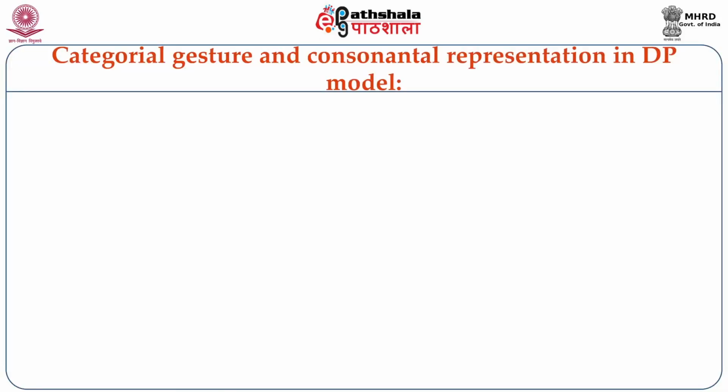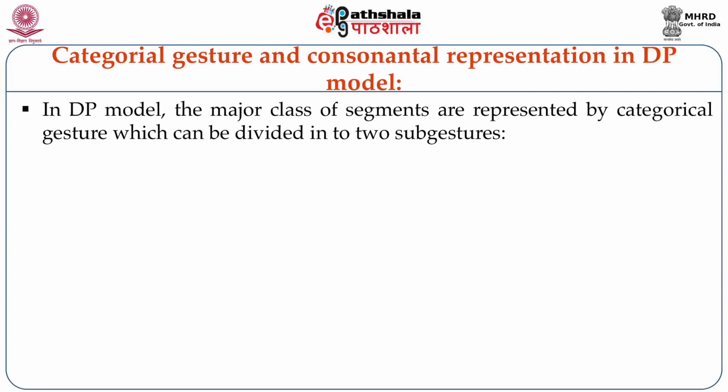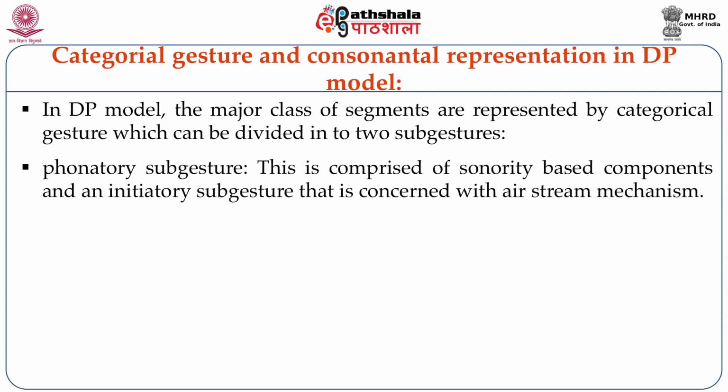Now we are moving to the categorial gestures and consonantal representation in DP. In the DP model, the major classes of segments are represented by categorial gestures. So what are categorial gestures? They can be divided into two modules: one is phonatory subgestures and the other is categorial gestures. Phonatory subgestures talk about the airstream mechanism, which you should not forget. The pulmonic egressive airstream mechanism is responsible for human speech; about 95% of human speech is produced like this.